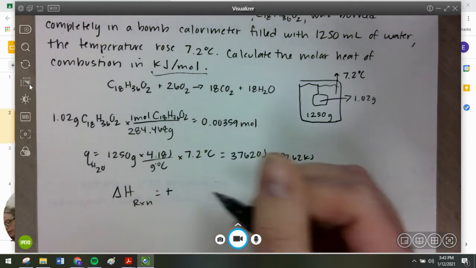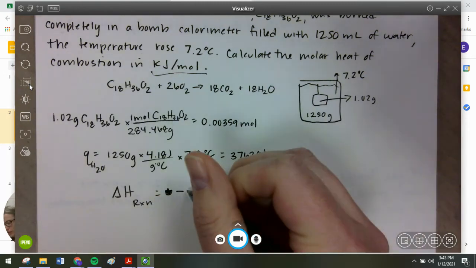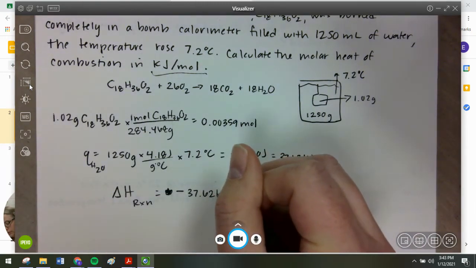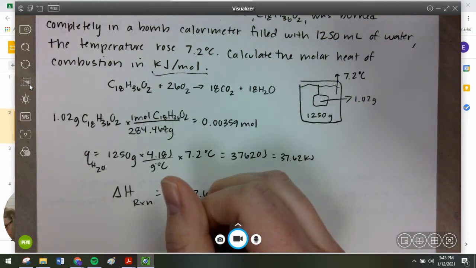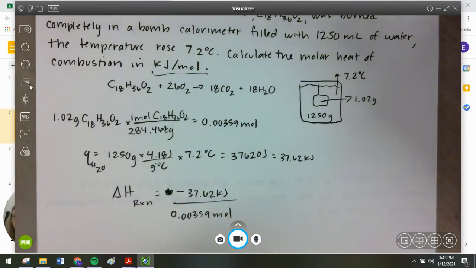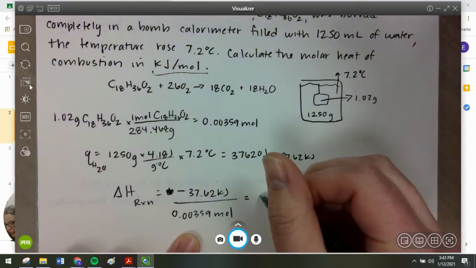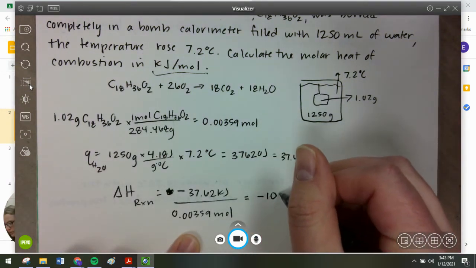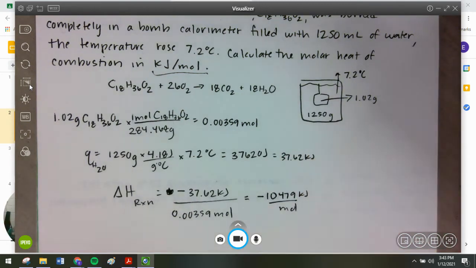But when I put it into my enthalpy calculation, oops, see, screwing it up. You've got to put the negative sign there. So it's negative 37.62 kilojoules. And I'm going to divide that by our number of moles, 0.00359 moles. Now, 1 gram is not a lot of stuff. So when you think about how much energy is coming out of there, it's going to be a big number because this is a tiny number in our denominator. And I ended up getting a negative 10,479 kilojoules per mole, which is a lot of energy.